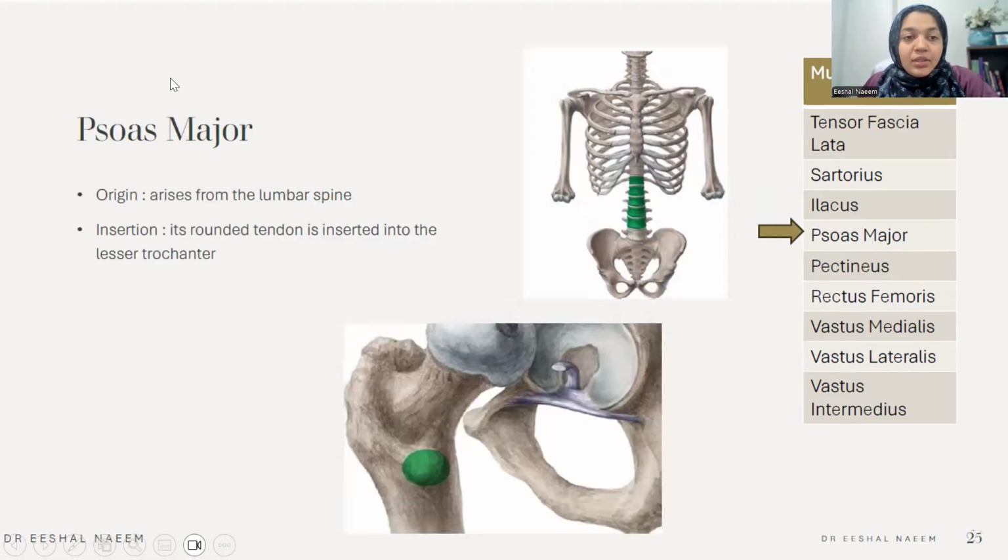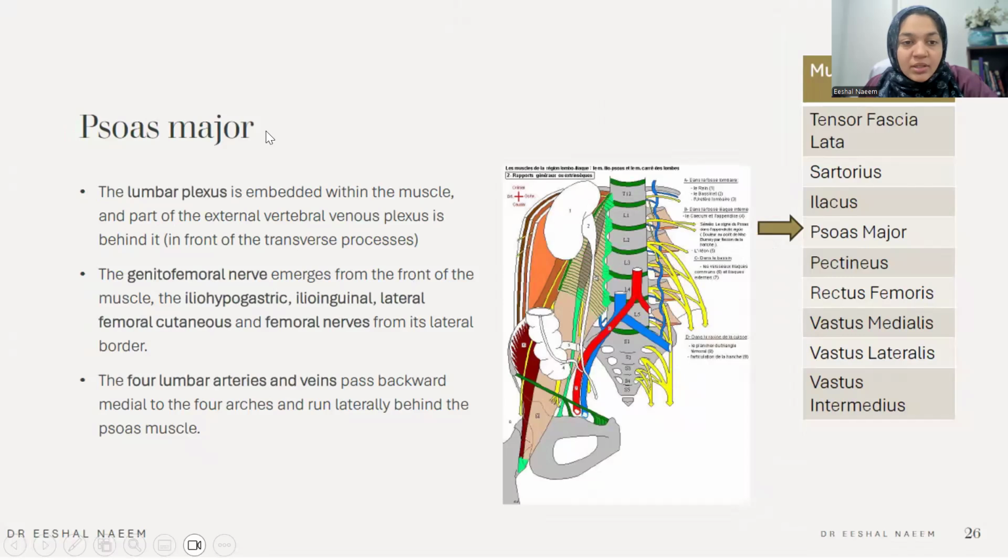Okay. Now, the psoas major arises from the lumbar spine and inserts by a rounded tendon into the lesser trochanter. So, I told you that the psoas major and the iliacus have the same insertion. Now, the psoas major, if you remember the lumbar plexus that we did, the lumbar plexus was originating around the psoas major muscle, and the sacral plexus was originating around the piriformis muscle, right?